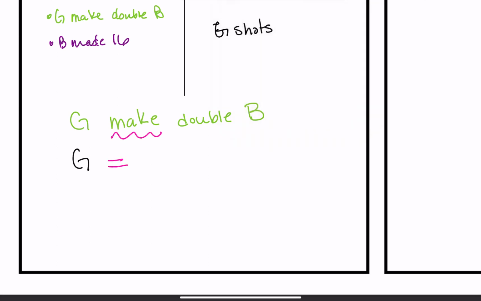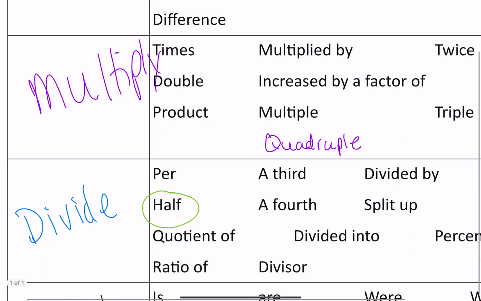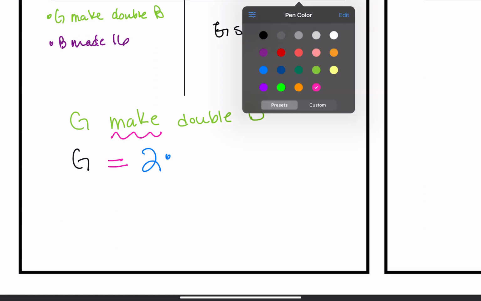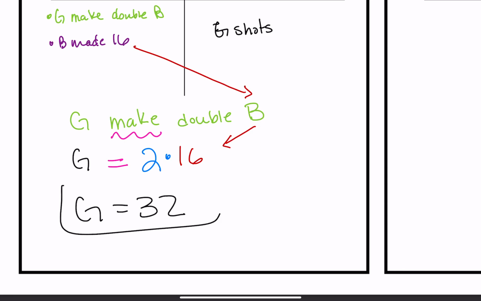Make means equal. Double, though, if I look at my reference sheet, double is multiplying. And if you're doubling something, that means you're multiplying by 2. And we're doing 2 times our B. But we know that B is 16. So 2 times 16, which means the girls made 32 shots.